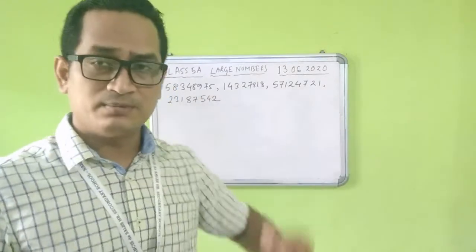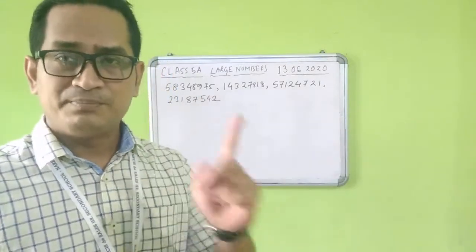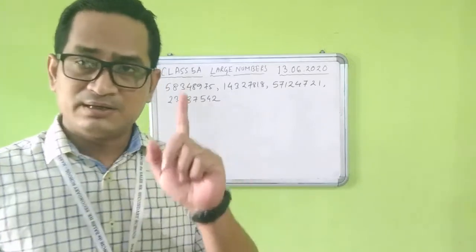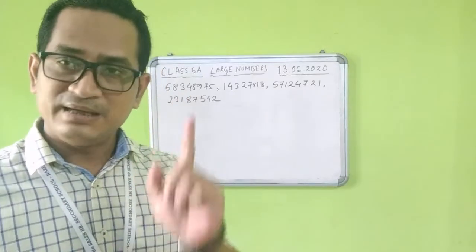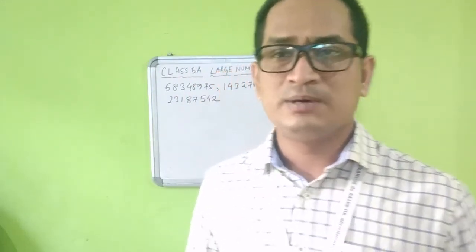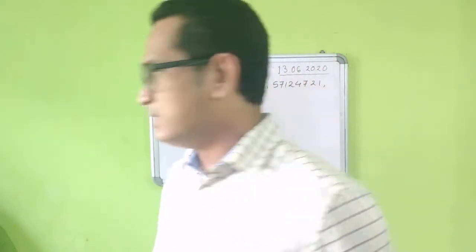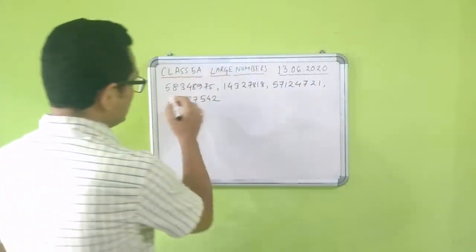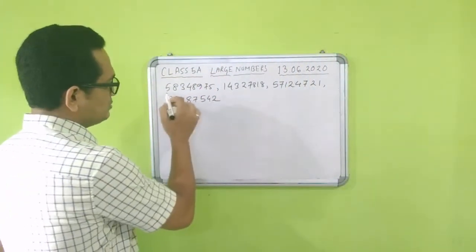In none of these numbers have the periods been placed. So your first work is to put the periods. It is not mentioned in the question how to do it, so definitely we will do it by the Indian system. Fine. So we put the commas like the Indian system.